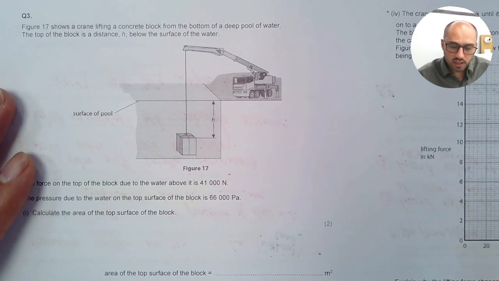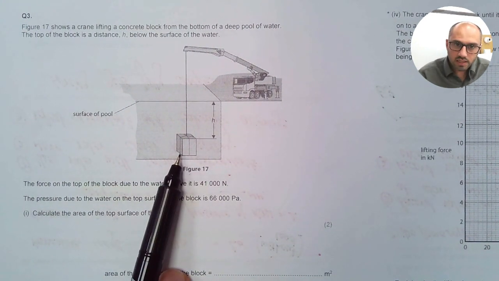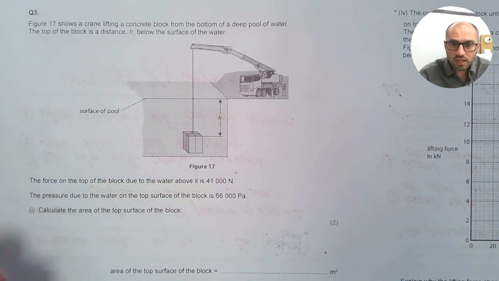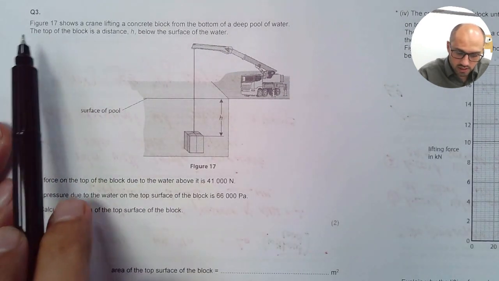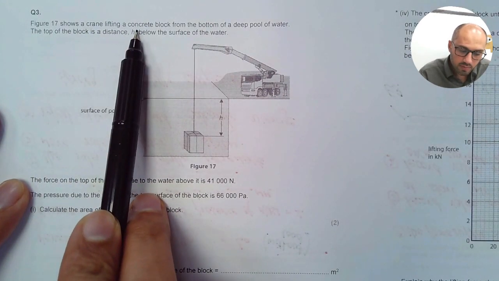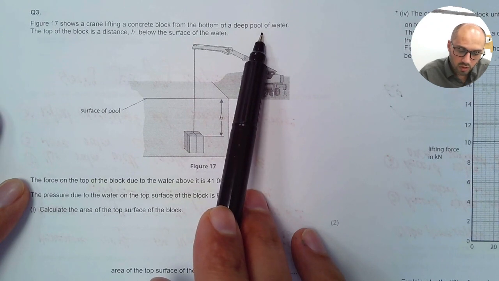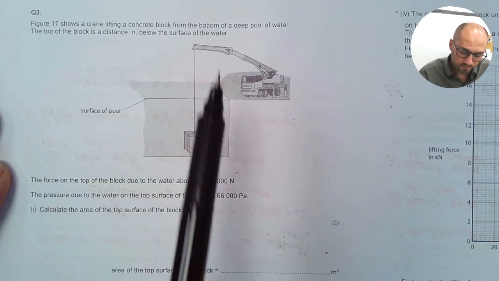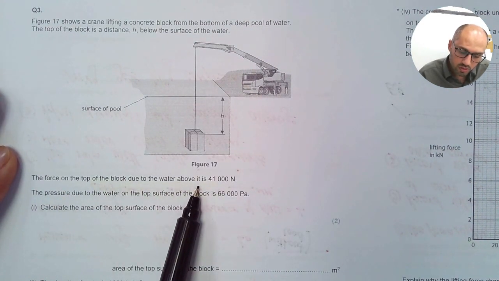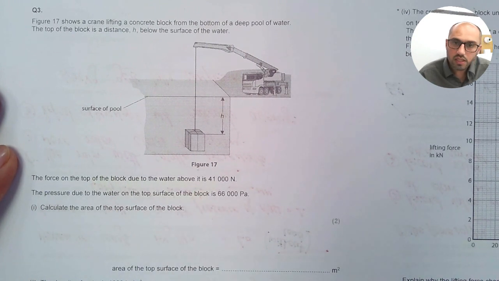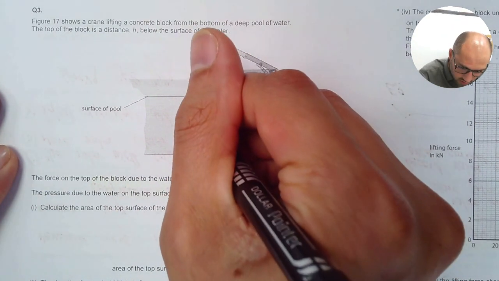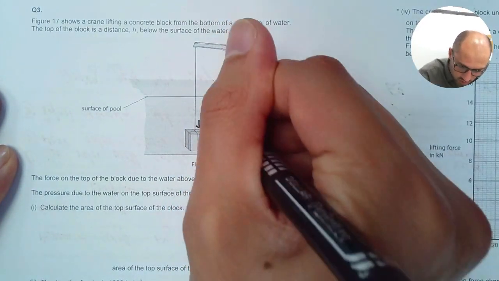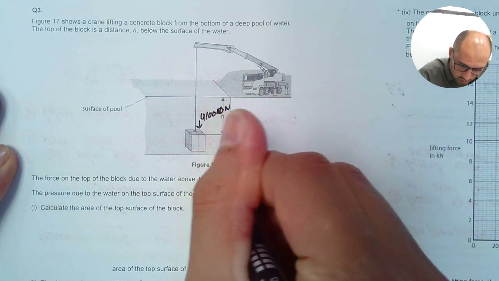The next question is about an object under water. So if it is about underwater, then this means this is about pressure under liquid. Here it says figure 17 shows a crane lifting a concrete block from the bottom of a deep pool of water. The top of the surface is at a distance h below the surface of the water. The force on the top of the block due to the water above it is 4100 Newton. So they are telling me that on this section the force here is 4100 Newton. So 4100 Newton is the value of F.